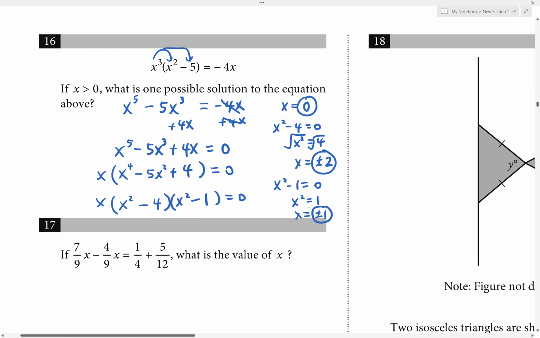Okay, but they said x had to be greater than 0, right? So it can't be 0 or negative. So our only possible solutions have to be positive 1 or positive 2. So for this question, the answer is 1 or 2. So you can bubble in either one. That should work.